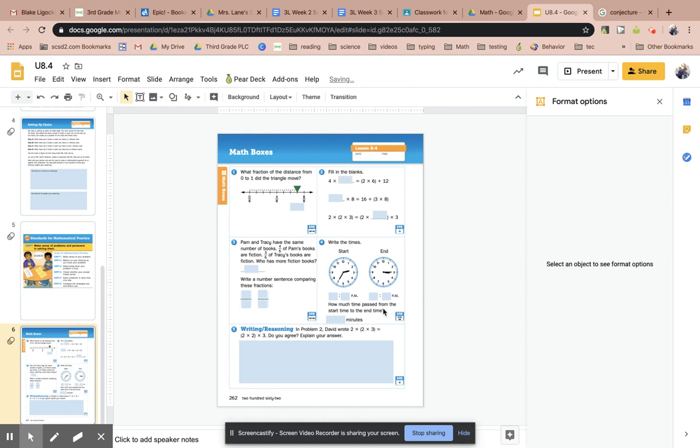Okay. All right, now here is a word problem comparing two fractions. Draw a picture if you need to. Over here, writing and telling time. It's always good to practice this and refresh. Make sure you're really paying attention to where the hour and the minutes hands are. And then down here in problem 2, David wrote 2 times 3 times 2 equals 2 times 2 times 3. Do you agree? Explain whether or not you agree with David.